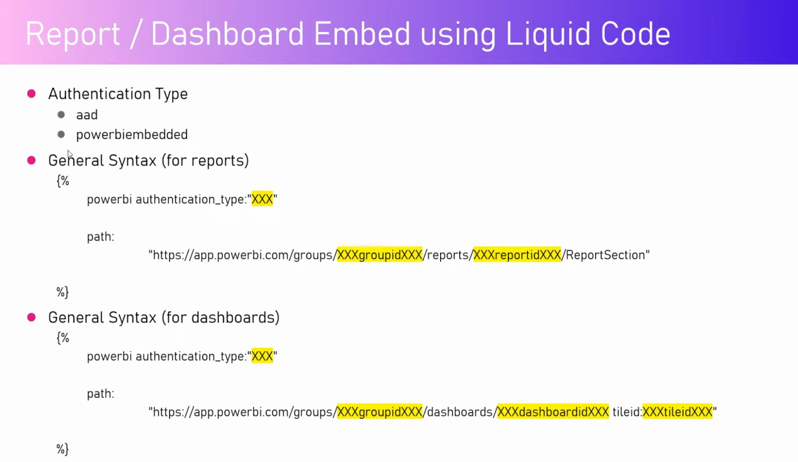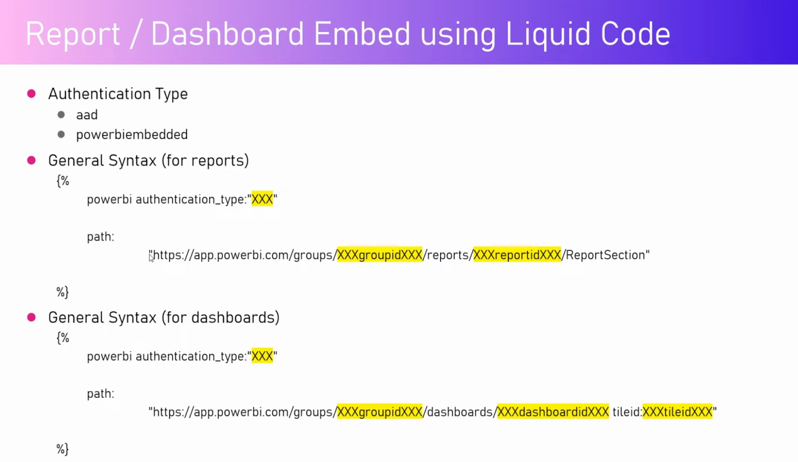Having said that, just look into the general syntax for the reports. You have a curly brace, percentage sign, and then the keyword powerbi, and then authentication_type. And here, it can be either AAD or powerbi embedded. In my example, I'll be taking AAD as the authentication type for authenticating Power BI users.